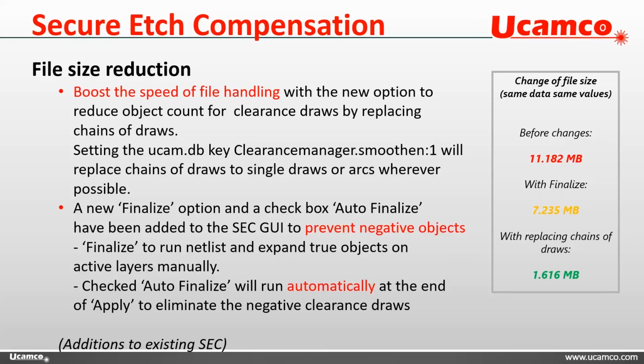The second one, a new finalize option and a checkbox auto finalize have been added to the Secure Edge GUI to prevent negative objects. Finalize to run Netlist and expand through objects on active layers manually, or checked auto finalize will run automatically at the end of apply to eliminate the negative clearance draws. So in the first part we still have the negative objects. In the second part we will not have them. Let's have a look at that.